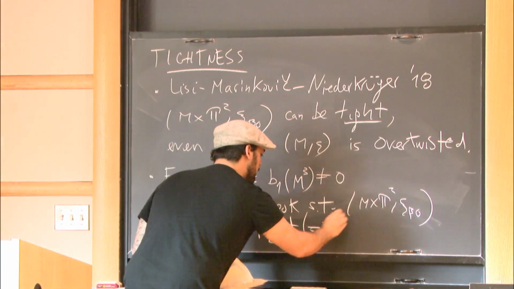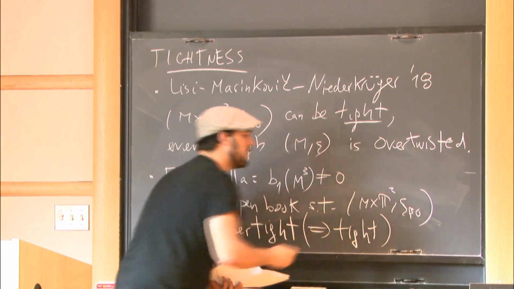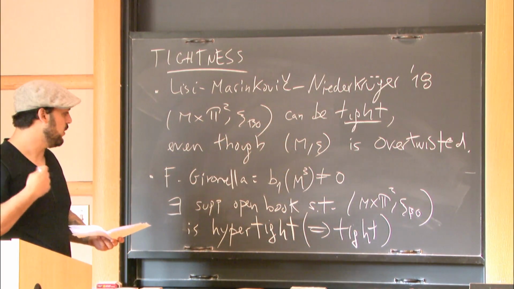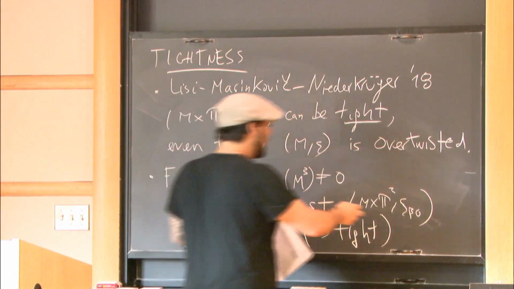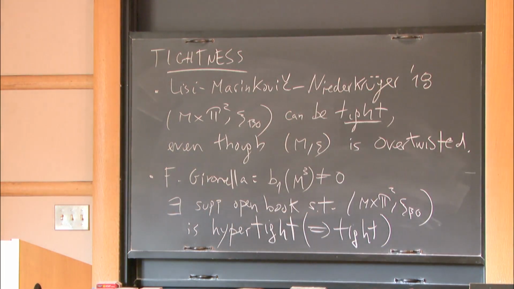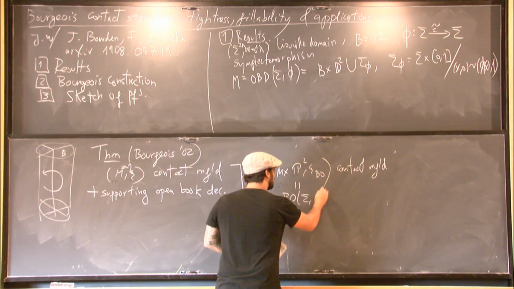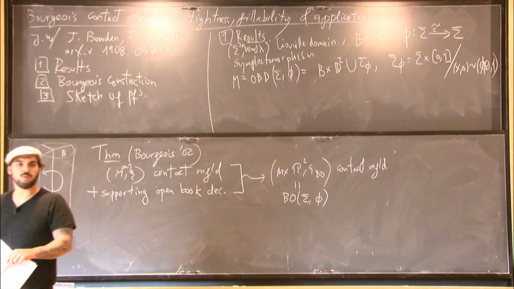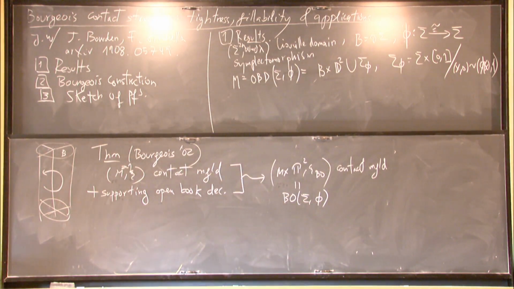Which implies tight, by results of Alves-Hofer in high dimensions and Hofer in dimension 3. I'm being slightly sloppy with the notation here. The construction depends not only on the contact structure itself, but also on the open book decomposition. You could have two different open book decompositions for the same contact structure such that the associated Bourgeois manifolds are not contactomorphic. So usually I will denote this by Bourgeois(Σ, φ) whenever I want to talk about what the open book is.